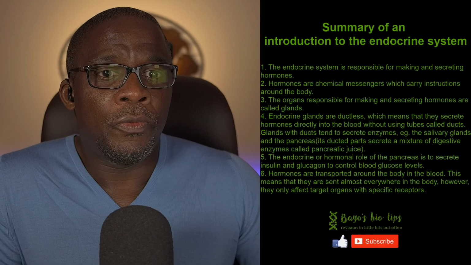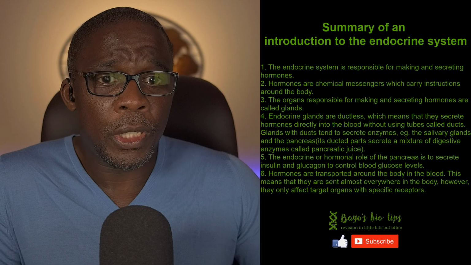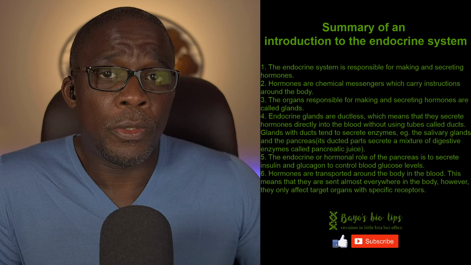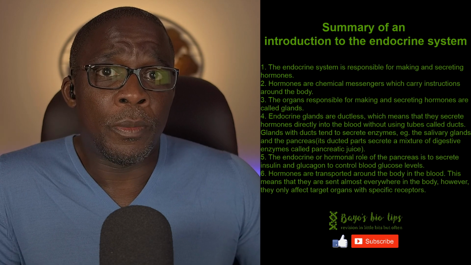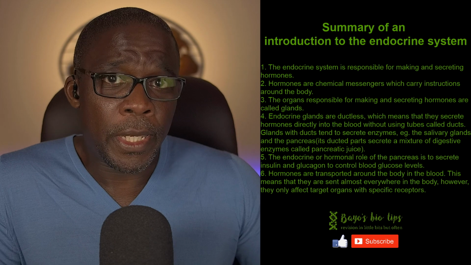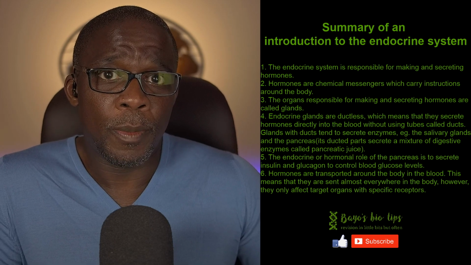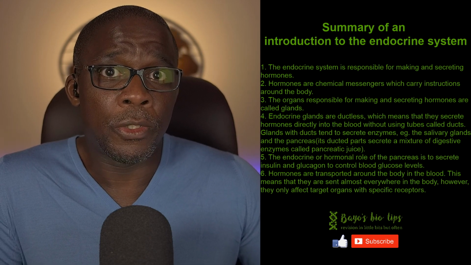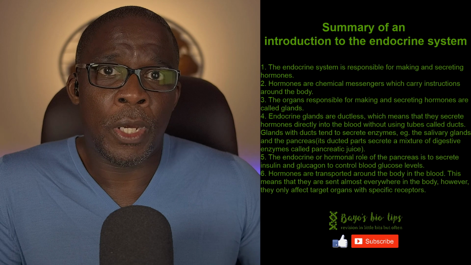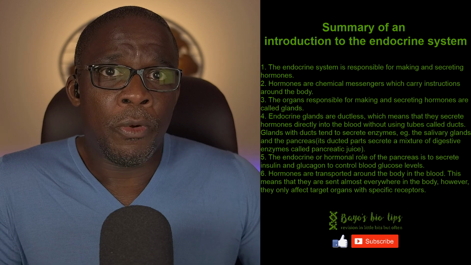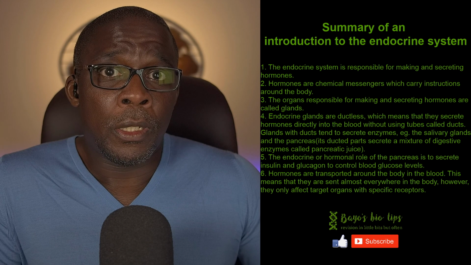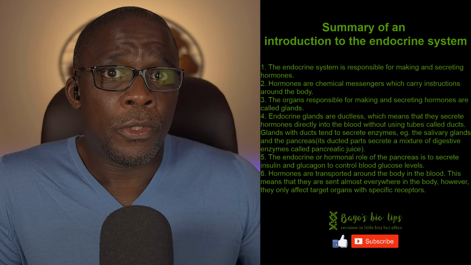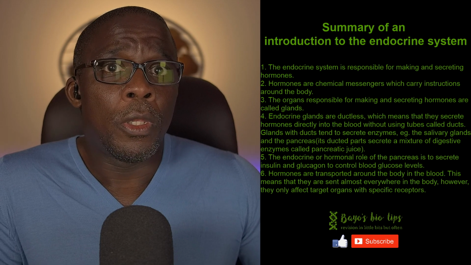So let's summarize what we've done today. We started off with what the endocrine system is and what its job is. The endocrine system is responsible for making and secreting hormones, special chemical messengers. We talked about what we mean by chemical messengers. So hormones carry instructions around the body, and they bring about their responses in tissues and organs with the right receptors to actually respond to those hormones.